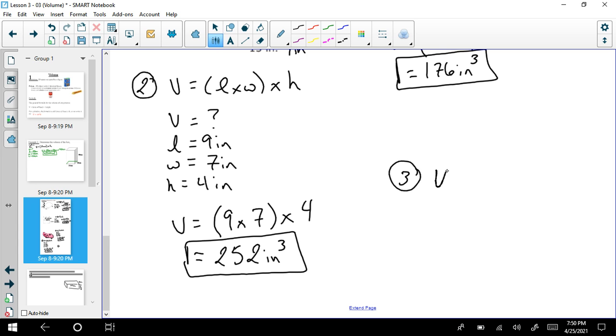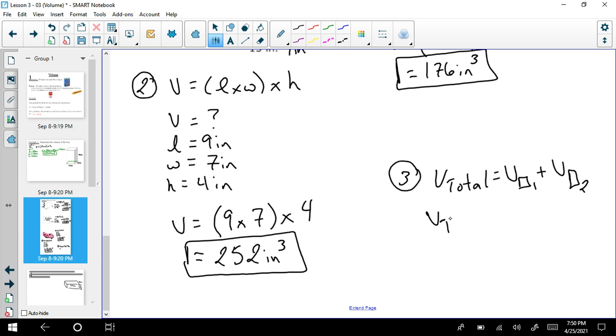So my volume total equals the volume, I'm just going to do tiny little squares, plus the volume of my other one. So the volume of the first rectangular prism plus the volume of the second rectangular prism. We'll just do 1 and 2. Perfect.